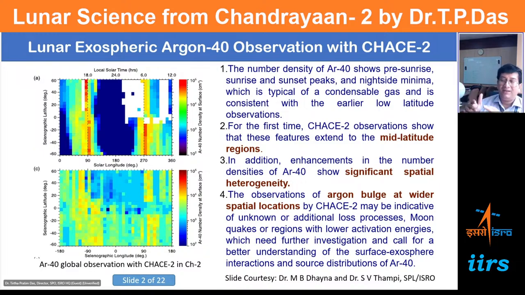So in a nutshell, I would like to tell you here that these observations of argon are indicative of unknown or additional loss processes or moonquakes. If a moonquake happens, what will happen to something trapped inside? Those were not coming out otherwise, but they will find some way to come out and become a part of the exosphere. So moonquakes and regions with lower activation energies need further investigation and call for better understanding.